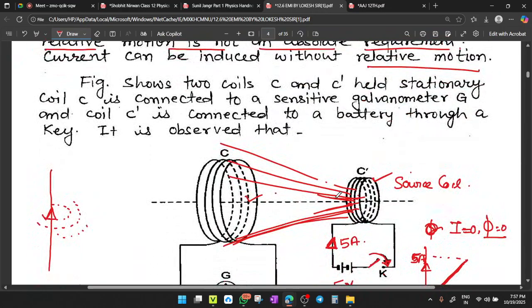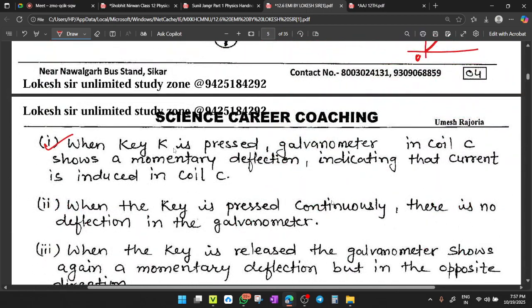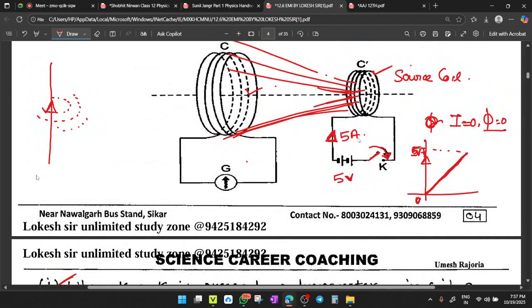How? The figure shows two coils C and C dash held stationary. Coil C is connected to the sensitive galvanometer G, and coil C dash is connected to the battery through a key. It is observed that when you switch on, that is, when the battery key is pressed, the galvanometer in the coil shows a momentary deflection. This question has already been asked: when you switch on, is there any momentary deflection? Yes, a very small deflection will be there.